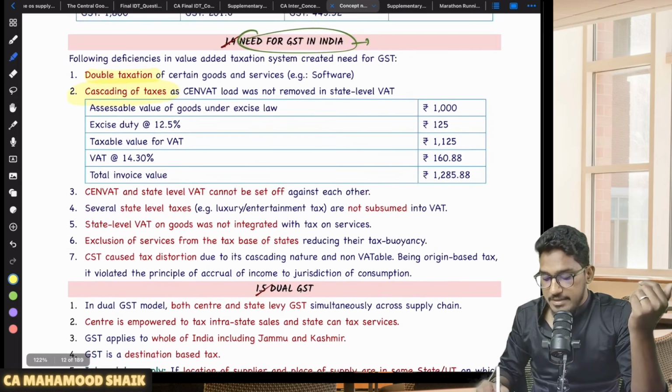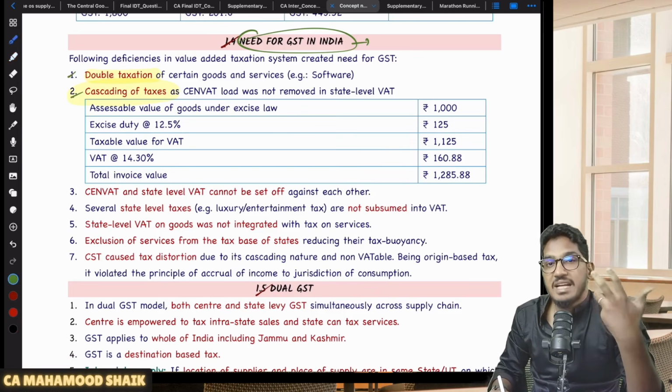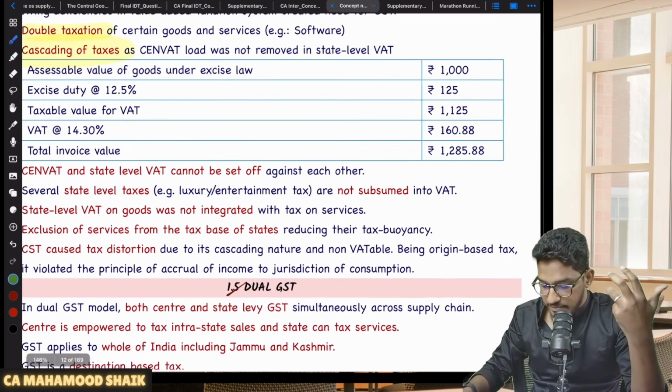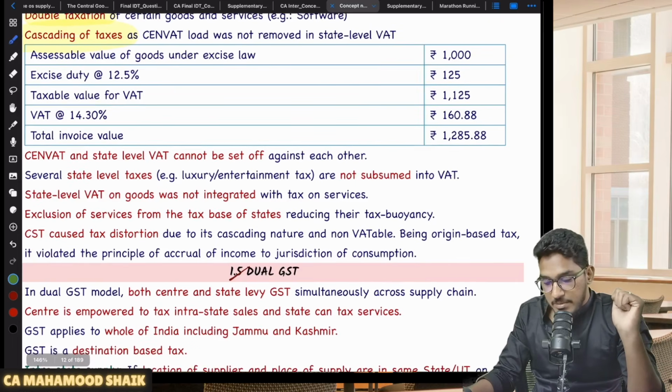So the main problem with the existing taxation system was double taxation. Number two, there used to be something called cascading of taxes, tax on tax. Here, if you refer to the example, let us say we used to have excise law. In excise law, let us say I have done the manufacture.